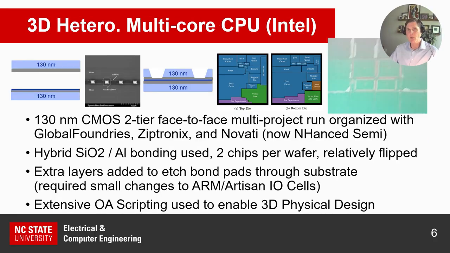The last project that I will mention is the 3D Heterogeneous Multicore project sponsored by Intel. This project, we used a simple face-to-face stack of 130 nanometer CMOS wafers fabricated by Global Foundries using a bonding process from Enhanced Semiconductor that was hybrid silicon dioxide aluminum bonds. One interesting thing about this project was that we had to modify the I/O pads that we got from ARM to allow wire bonding using a wet etch from underneath the pad rather than the typical method of bonding from the top.